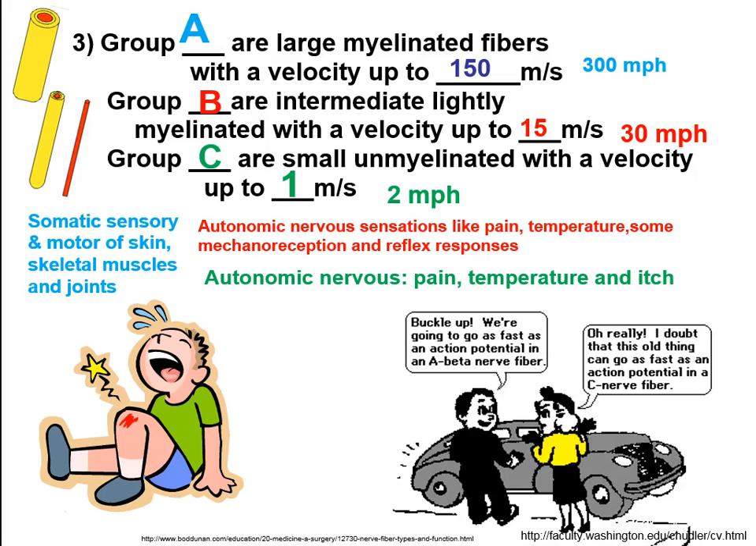Now, I found this joke when I was looking up information about these groups of neurons. Let's see if you get it. The guy is bragging about his car, and he said, "Buckle up. We're going to go as fast as an action potential in an A beta nerve fiber." And she says, "Oh, really? I doubt if this old thing can go as fast as a C nerve fiber." So he thinks he can go 300. She thinks he can go about 2 miles an hour.